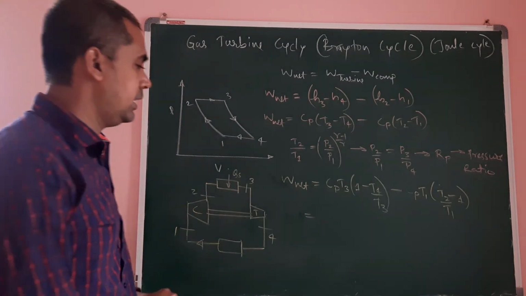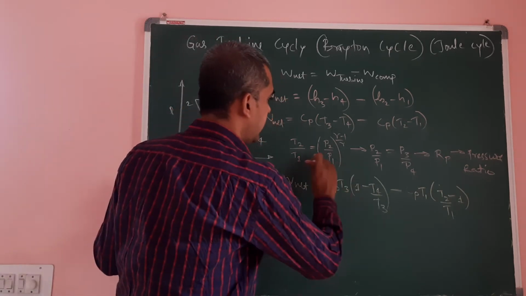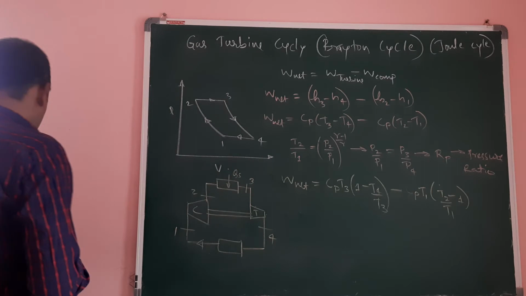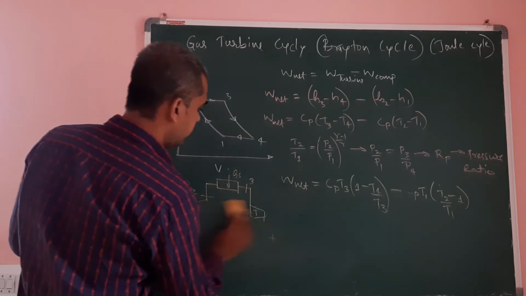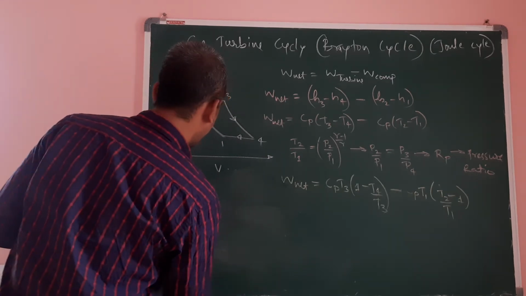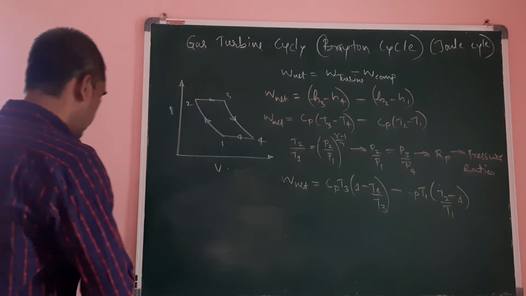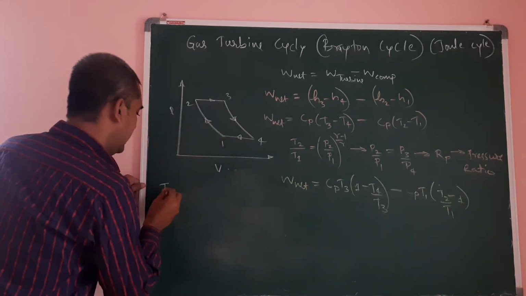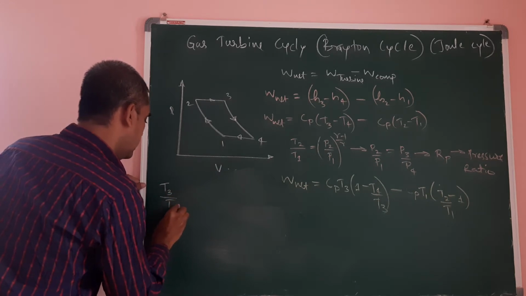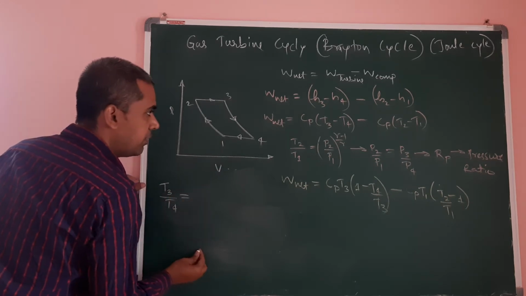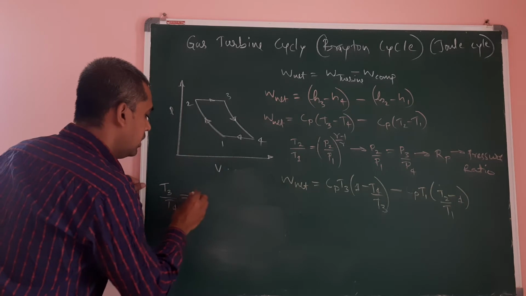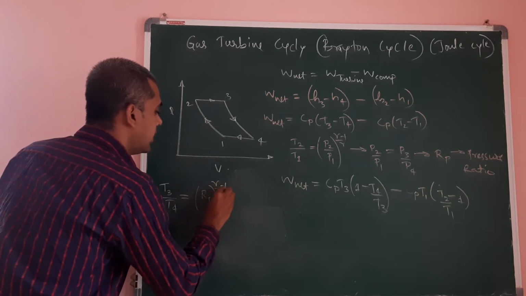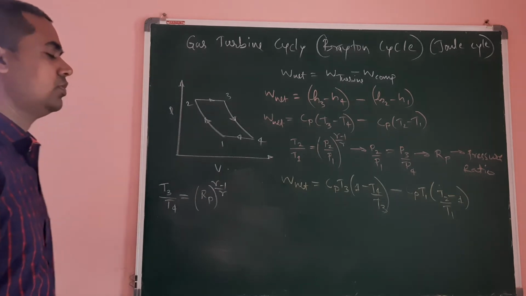Therefore, what I can write is, from this I will write this one equation also, if you are not getting T3 by T4, we can write like this. T3 by T4 is equal to P3 by P4 raised to gamma minus 1 by gamma. Therefore, it is nothing but Rp raised to gamma minus 1 by gamma. Like this we can write. Okay.